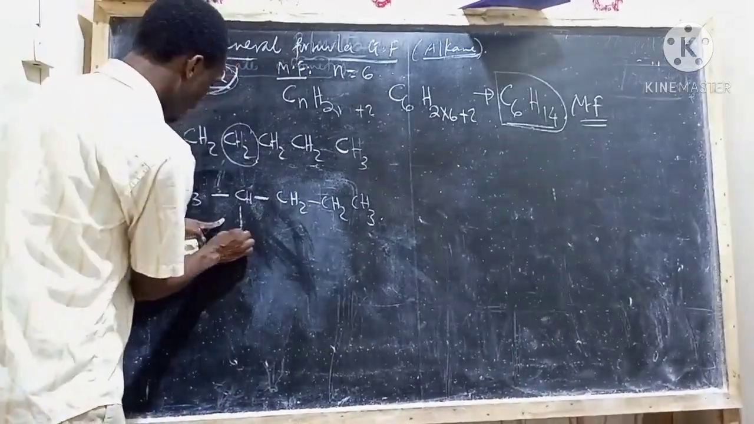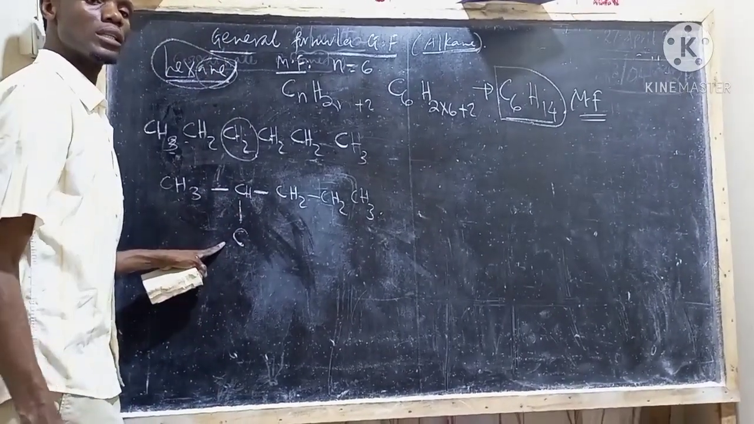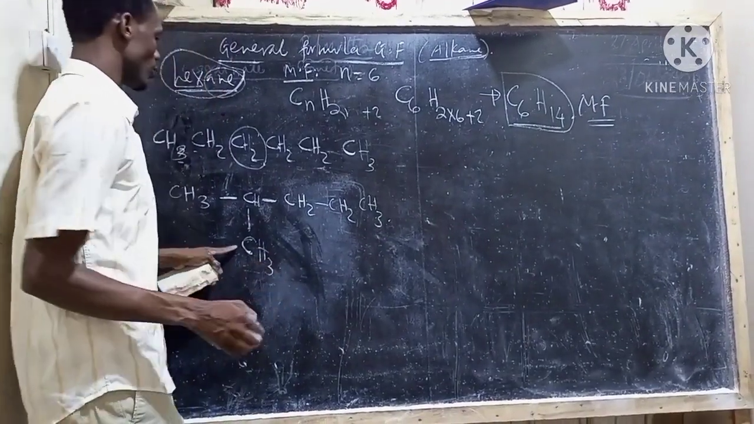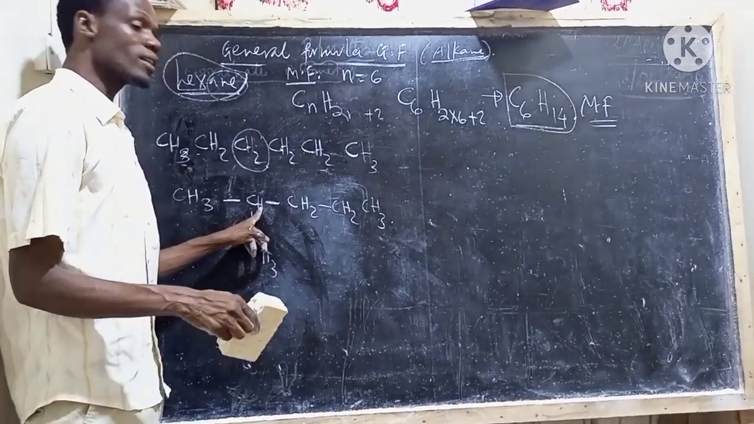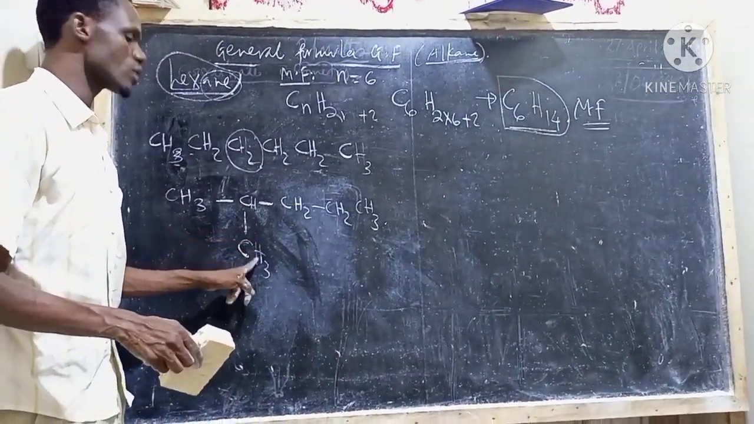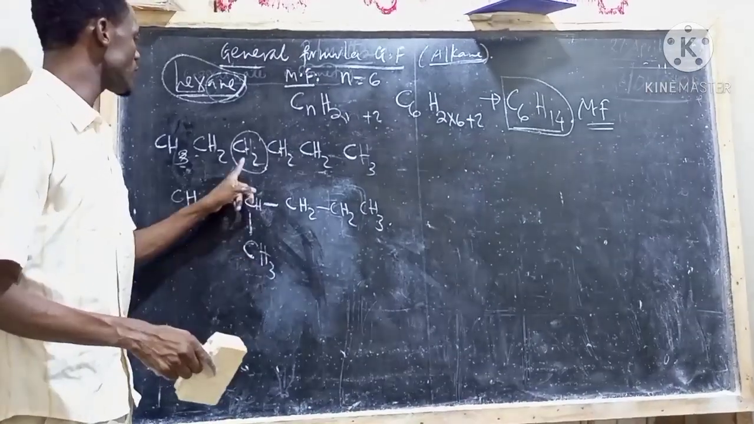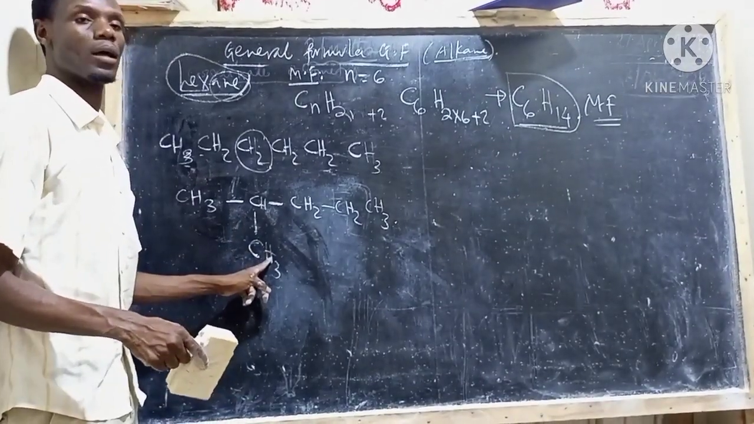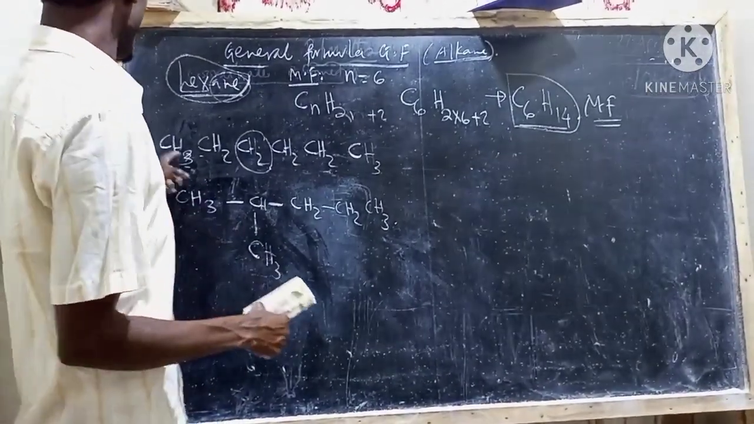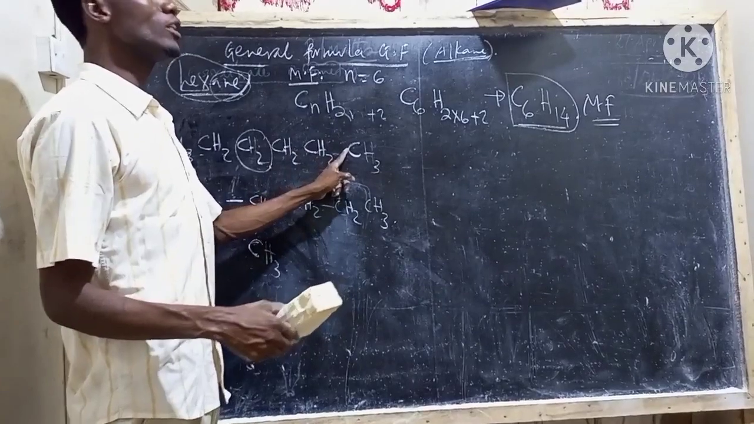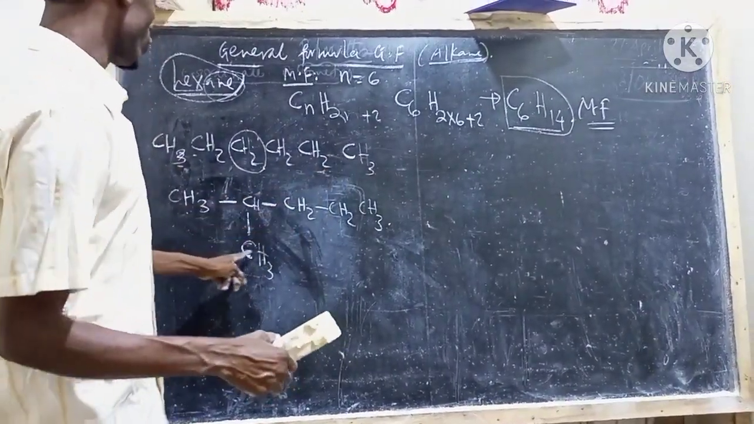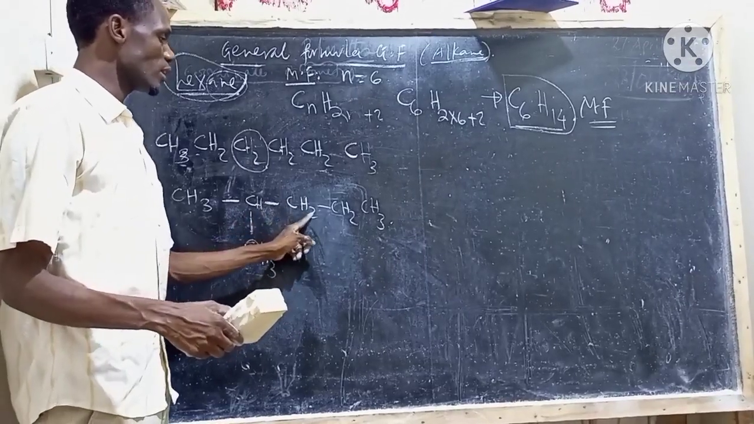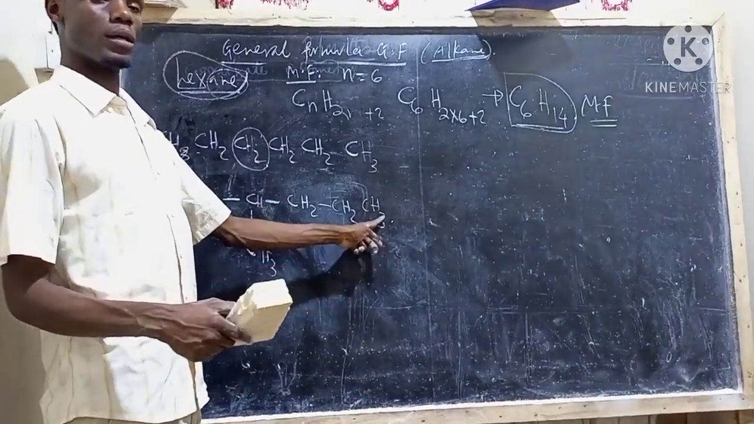Then here imeshikiliwa na bondi ngapi? Moja. Kwa zinaongezeka tatu. Means what? The hydrogen that was existing here has been taken to this one. Kwa hapa zilikuwa mbili. Kwa hydrogen ambayo imetoa hapa imekuja kukaa hapa. That is why here we have 14 hydrogen, but also here we have 14 hydrogen. 6, 7, 9, 11, 14.